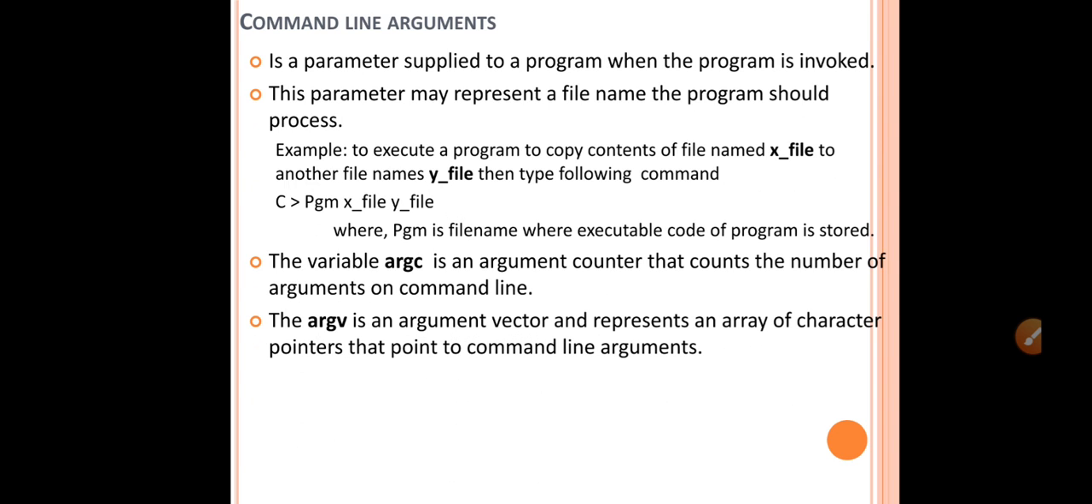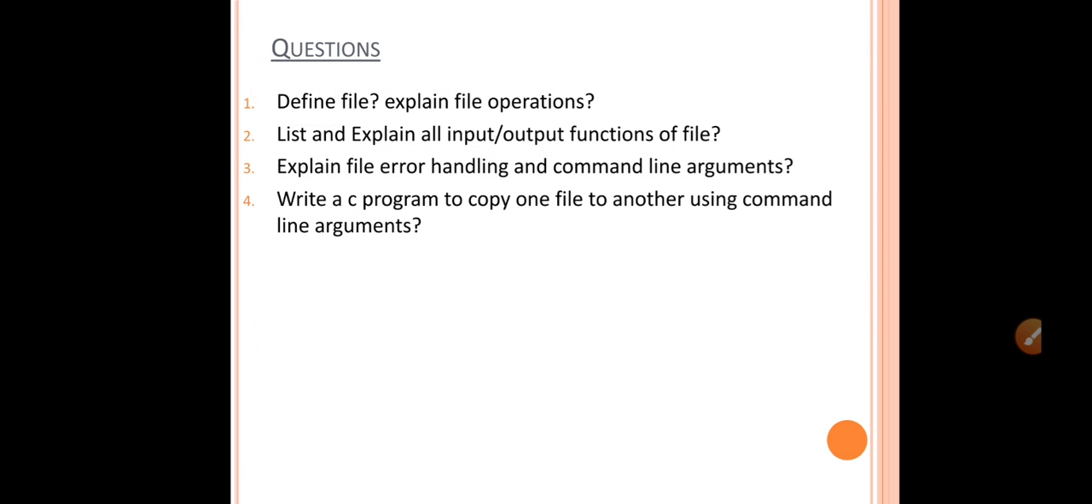The variable argc is an argument counter that counts the number of arguments on the command line. The argv is an argument vector and it represents an array of character pointers that point to the command line arguments. So here we are using two arguments, and argv represents an array of character pointers that point to command line arguments. Okay, so this is about files.